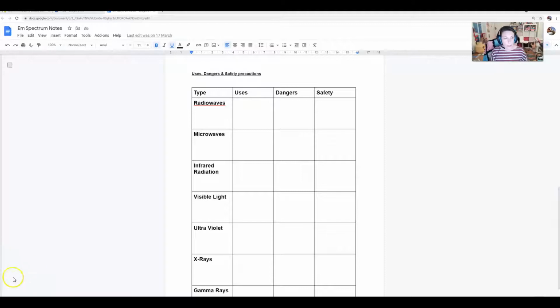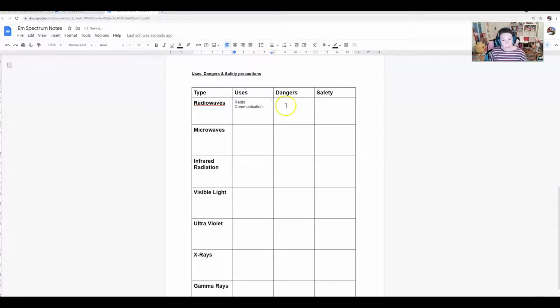So radio waves are used for communications, okay? So we use them for radio, obviously. We use them for communication, walkie-talkies, things like that. Now they actually have very few dangers, so they're not very dangerous, so we can just leave that, and we don't really need any safety there either.